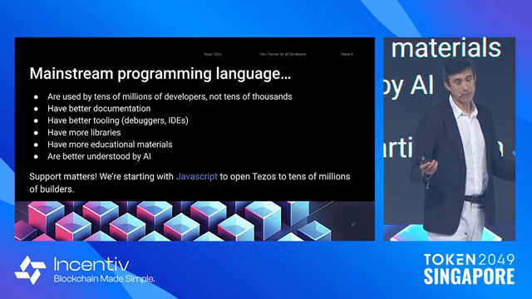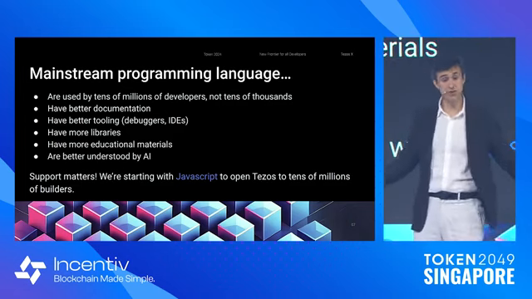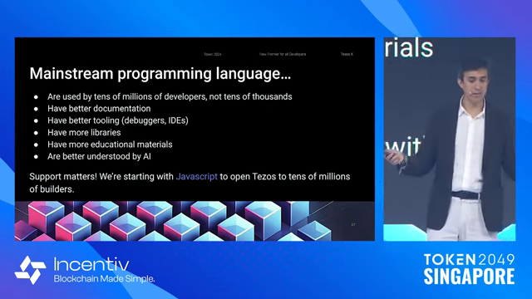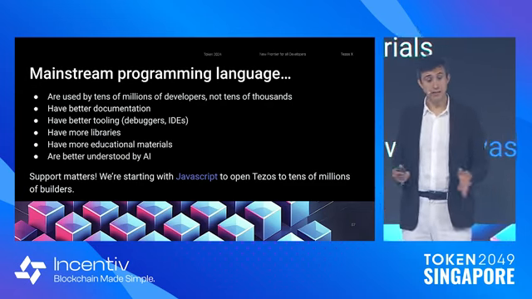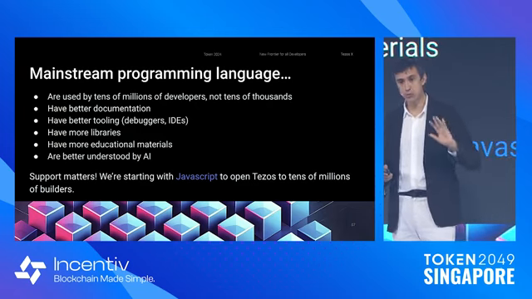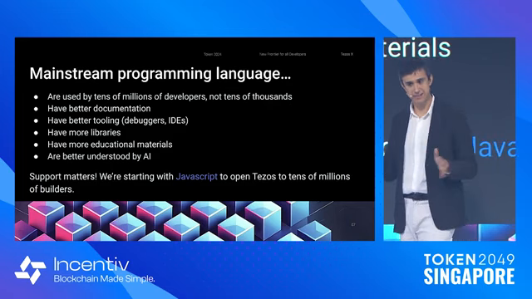And so mainstream programming languages are, I think, a super important piece of that. They're used by tens of millions of developers, not tens of thousands. They have better documentation, better tooling, way more libraries, way more educational material. And also, there's a ton of absolutely meaningless hype around AI and blockchain that doesn't make sense.